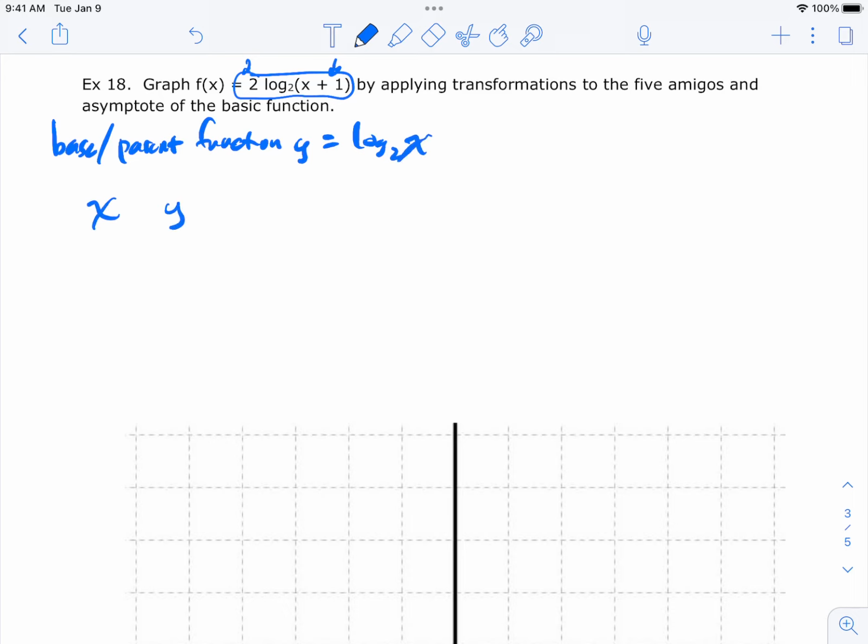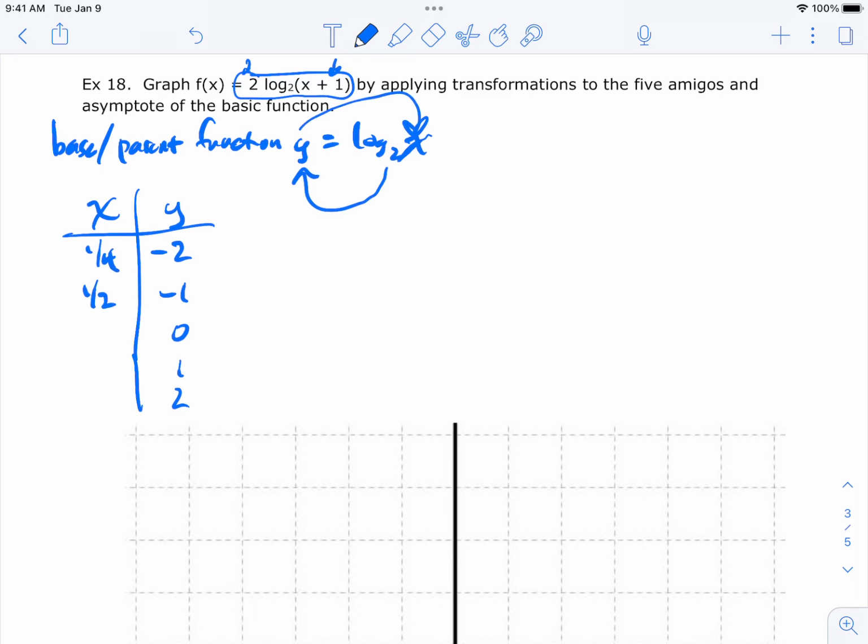But let's just make our 5 amigos table again. So again, I'm going to plug in -2, -1, 0, 1, and 2, but I'm going to plug them in for y. And so when I plug in -2 here, 2 to the -2 is giving me 1/4. 2 to the -1 is a half. That's a 1. That's a 2. That's a 4. Okay, that's my parent function.